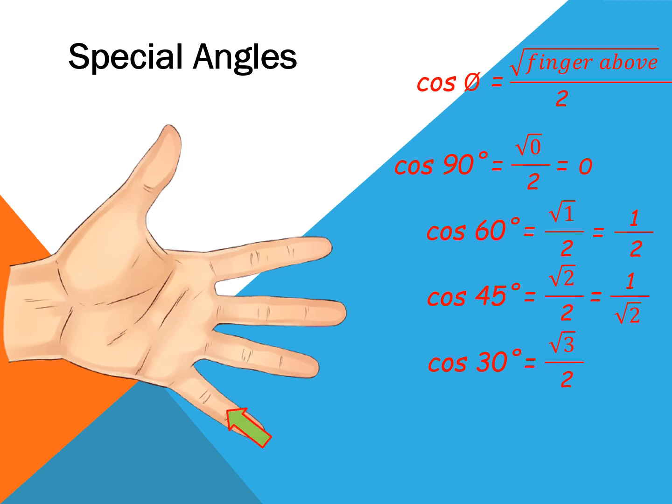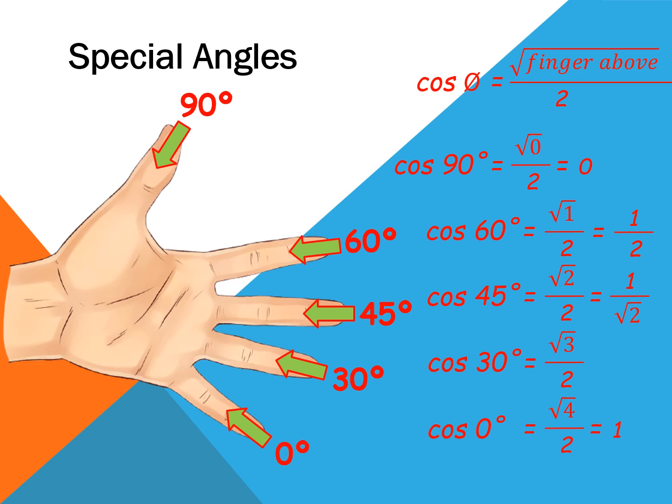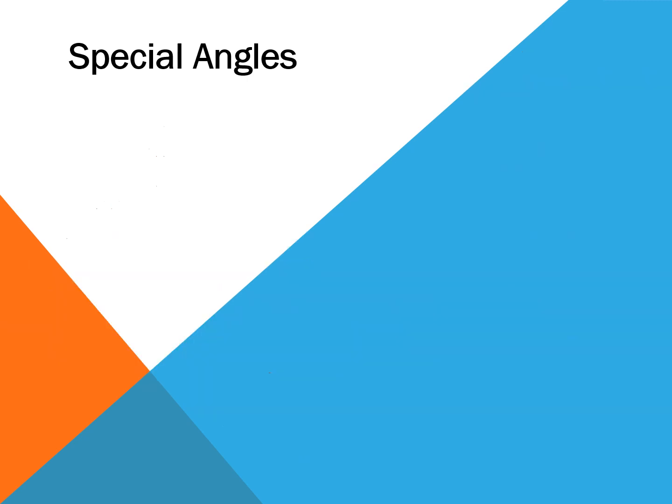And the last, the 0 degrees. Since there are 4 fingers above the arrow, cosine of 0 degrees is equal to square root of 4 over 2, or simply 2 over 2, or equal to 1. And these are the cosines of the 5 special angles. Now let us go to tangent theta.